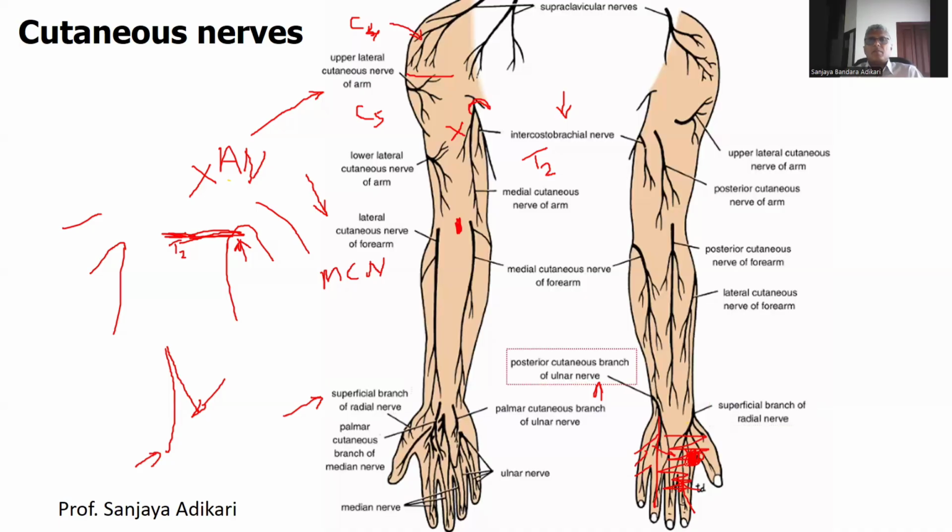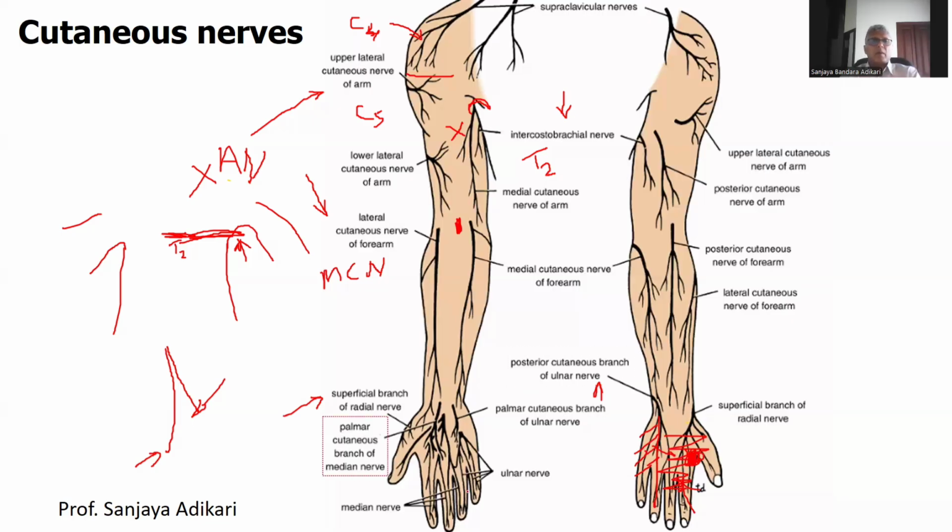Then what are the other important nerves? The posterior cutaneous branch of the ulnar nerve, I just mentioned it. It supplies the medial end of the dorsum of the hand, plus the anterior side is supplied by the main nerve itself.